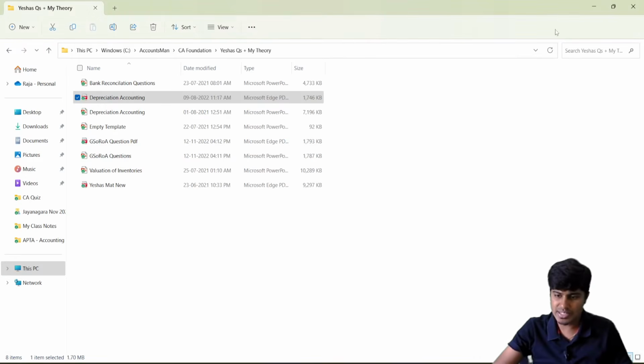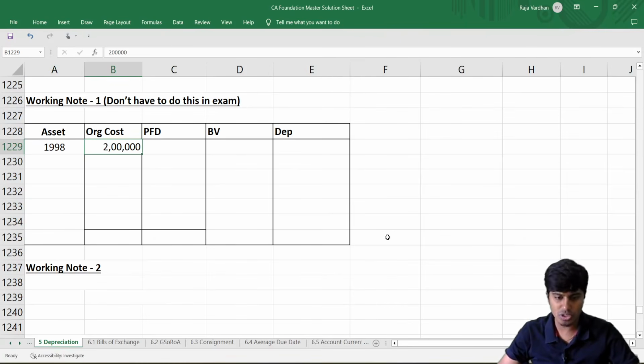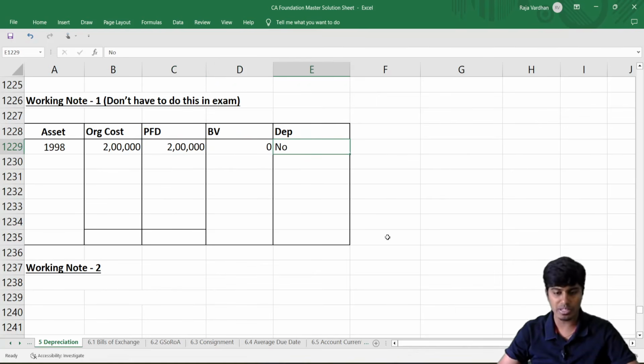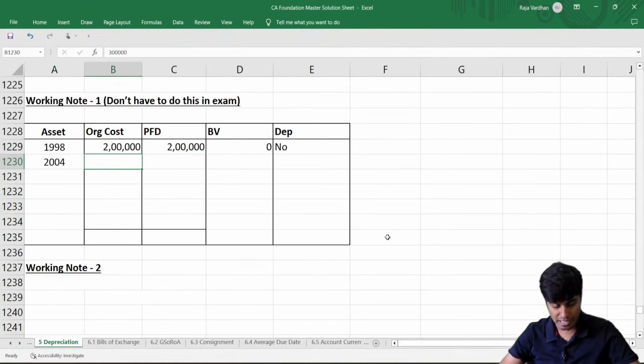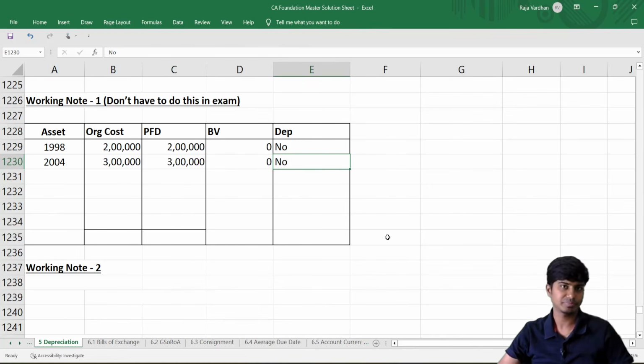The asset which was purchased in 1998: 2 lakh is the original cost, 2 lakh is the provision for depreciation provided. Book value is 0. Depreciation cannot be provided. And the asset which was purchased in 2004: 3 lakh and 3 lakh. Original cost 3 lakh, provision for depreciation 3 lakh. Book value again has become 0. Again, this asset cannot be depreciated.